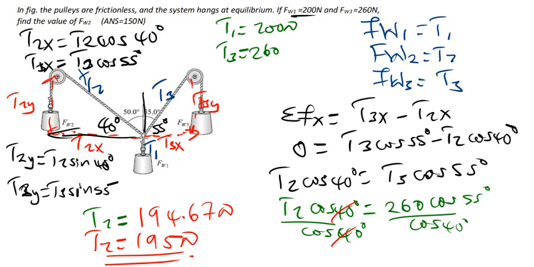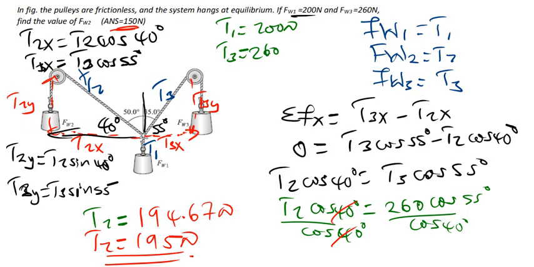I want you to compare with the answer which has been given here. They are saying the answer is 150. That is wrong, so they made a mistake here. Initially, for us to get 150 newtons, FW3 was supposed to be 200 newtons. Let me show you here.